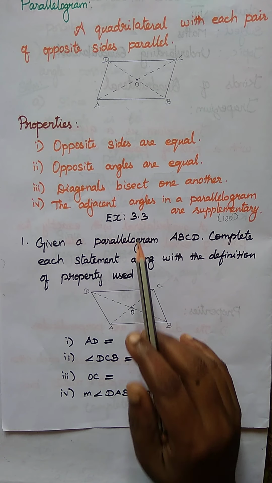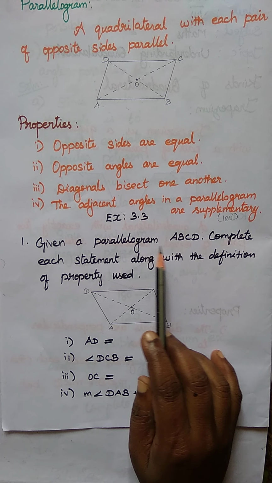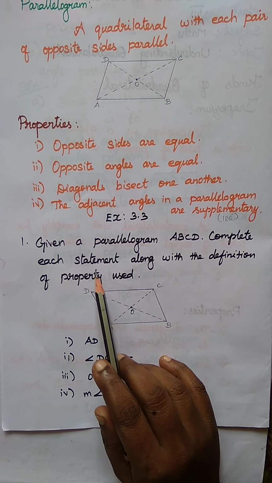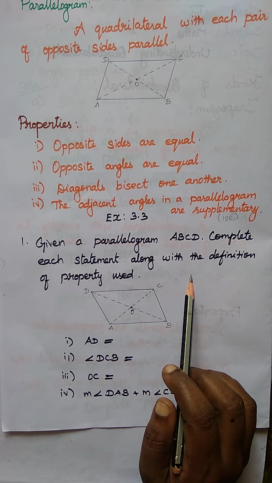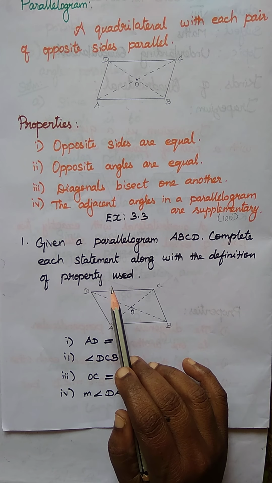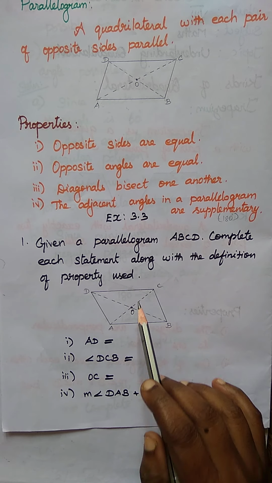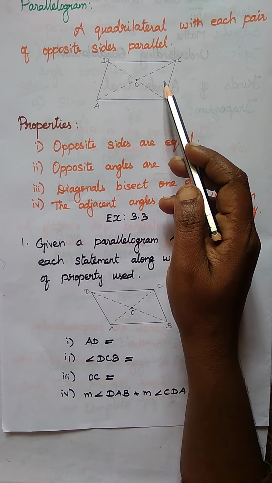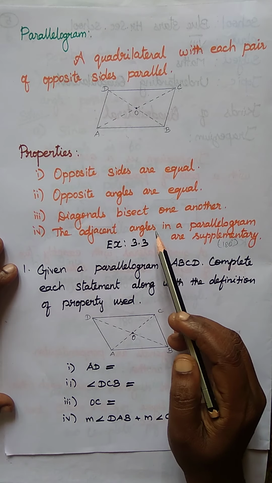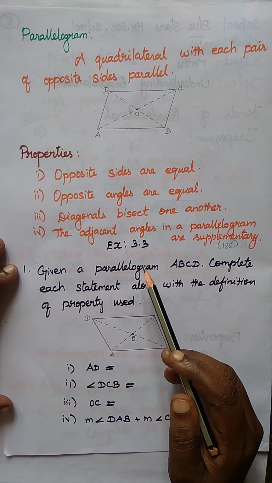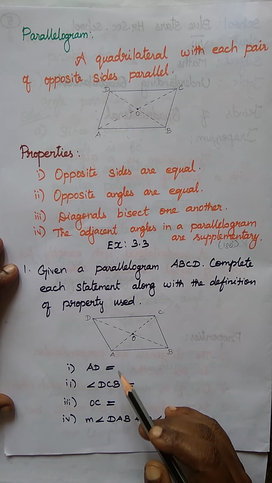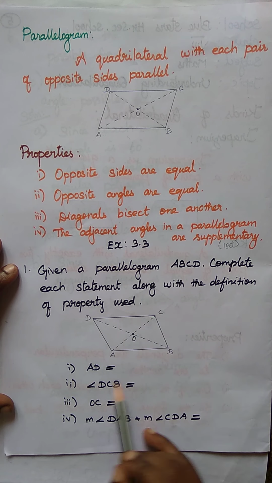Next one, exercise 3.3. Given a parallelogram ABCD, complete each statement along with the definition of property used. We all know the parallelogram. What is the definition of a parallelogram and what are the properties of a parallelogram also we know. So using that we complete each statement.